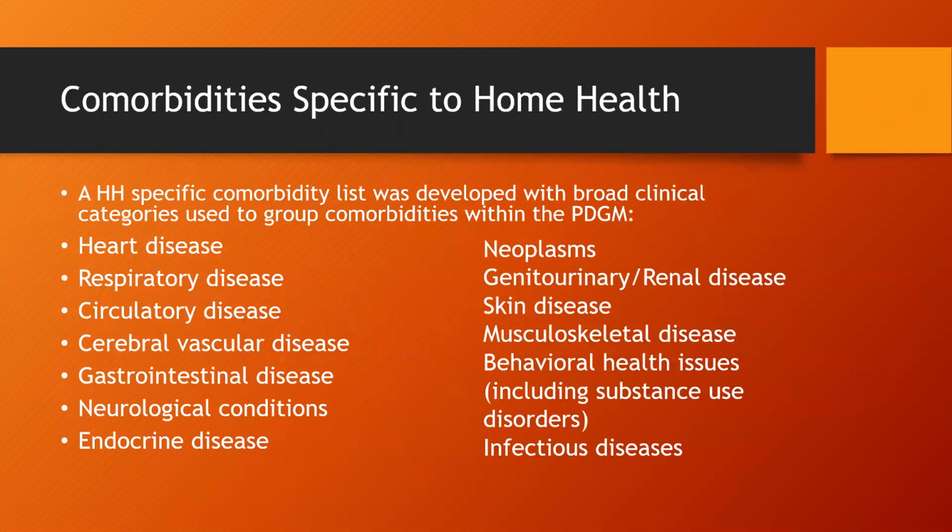So comorbidities are going to be specific to home health. And it was a list that was developed by CMS with some pretty broad categories used to group those comorbidities that would count within the PDGM system. As you look over this list, it looks really similar to the clinical groupings categories, and it does. But there's two extra ones in this area that's looking at neoplasms and renal disease, which is not necessarily accounted for with the clinical groupings.